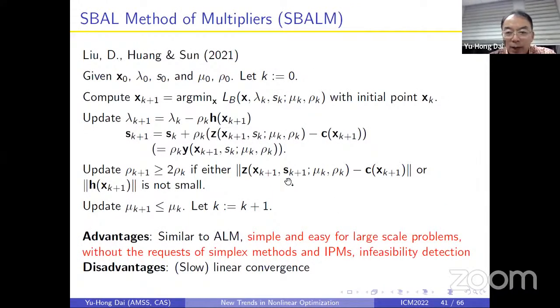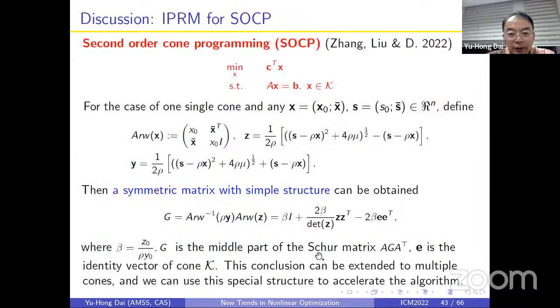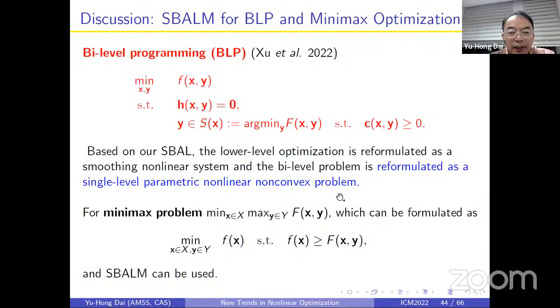And we can also design a very efficient SBAL method of multipliers for nonlinear problems. Then we can use this numerical method to solve special programs. If we consider the RPRM method for QP and LP, we can find the solution with only one linear system required at each iteration. And we can also extend this method to SOCP, and we get a very good property for the linear system. And we can think about the extension of the SBAL method for binary programming problems.